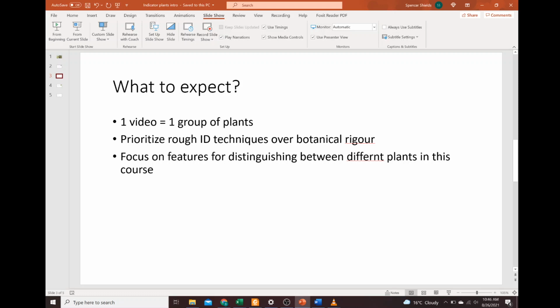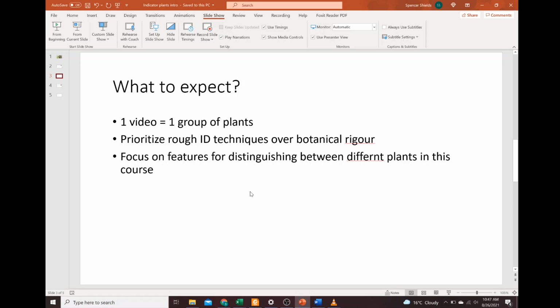However, if you do know a little bit of botanical terminology, hopefully you're taking Forestry 200 at the same time as this course, or you've taken it before, that's going to stand you in good stead. Wherever terminology comes up, we'll talk about it, but we're not going to focus on that too much. This isn't a botany course. And then finally, we're going to focus on features distinguishing between the different plants in this course.